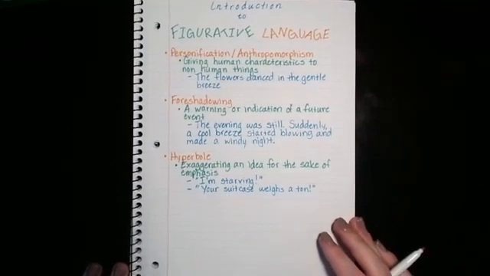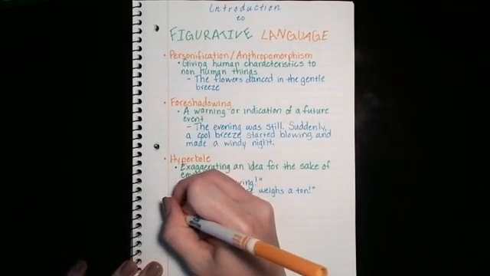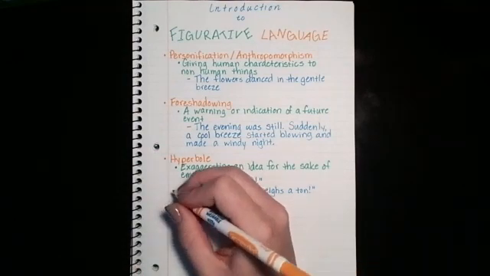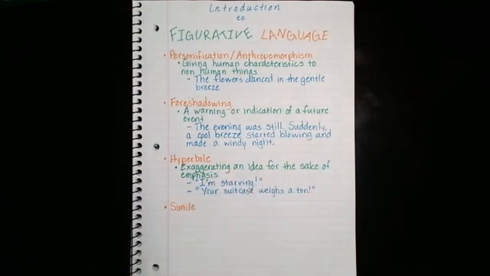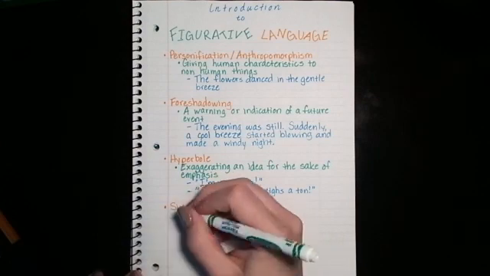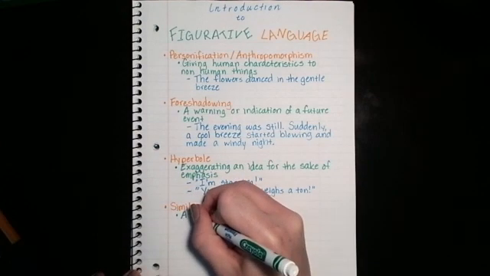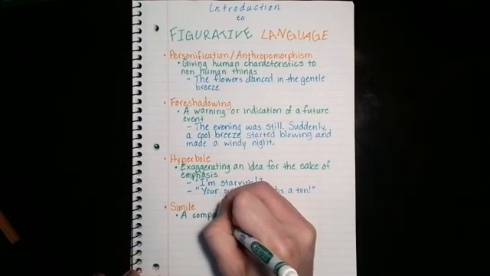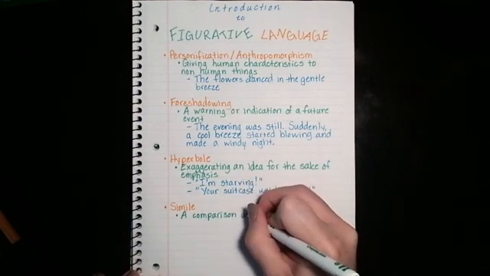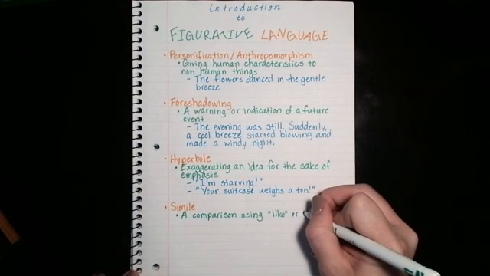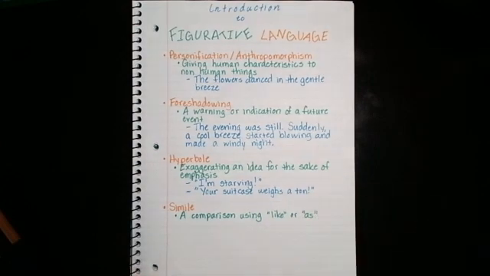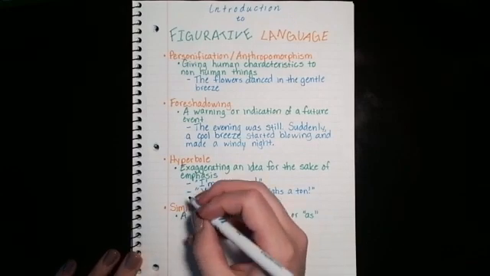All right, let's go ahead and move on. Our next term is simile. All right, so a simile is a comparison using like or as. All right, so you're comparing two things. When you're using a simile, you're comparing two things. However, you must see the word like or as for it to be a simile, and we'll talk about why in just a second.